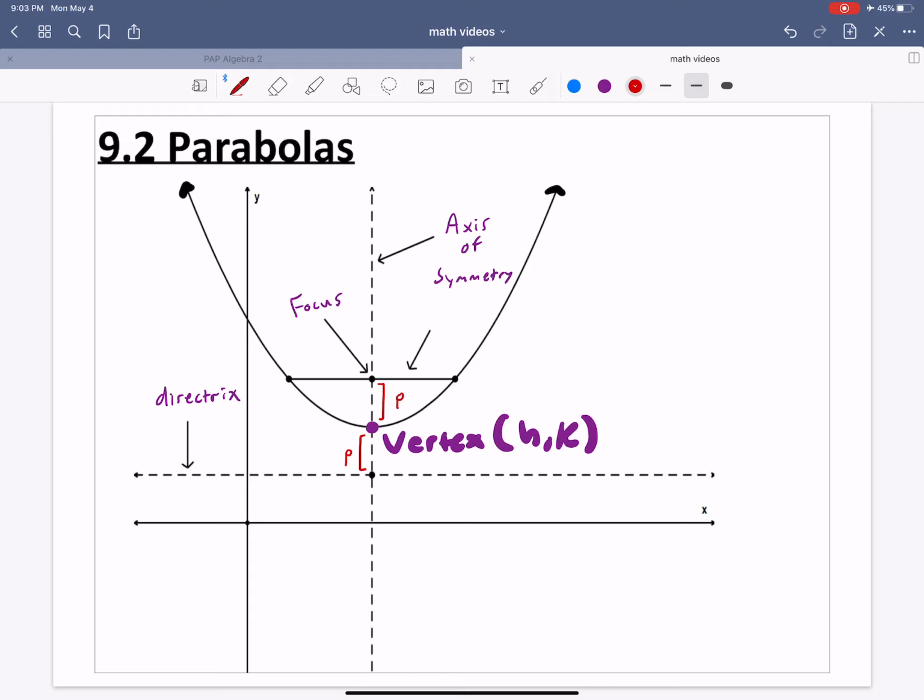Let's see, this is my least favorite one, okay? This last attribute here is a line segment that passes through the focus and ends on each side of the parabola, and it has a name. Its name is the latus rectum.